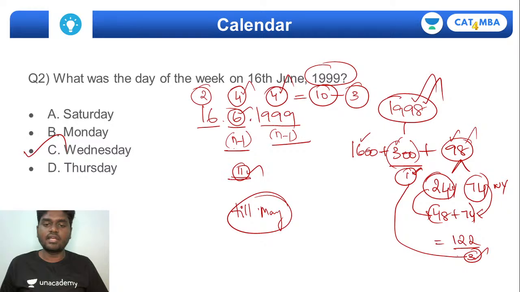How many odd days for 11 days? For 11 days, you'll be getting 4 odd days. So 4 odd days for the month. And for 16 days, it will be 2 odd days. So try to add all the odd days. 4 plus 4 plus 2 will be getting 10. And 10 again, if you try to sort it out, you'll be getting 3 odd days. So if you get 3 odd days, nothing but Wednesday.